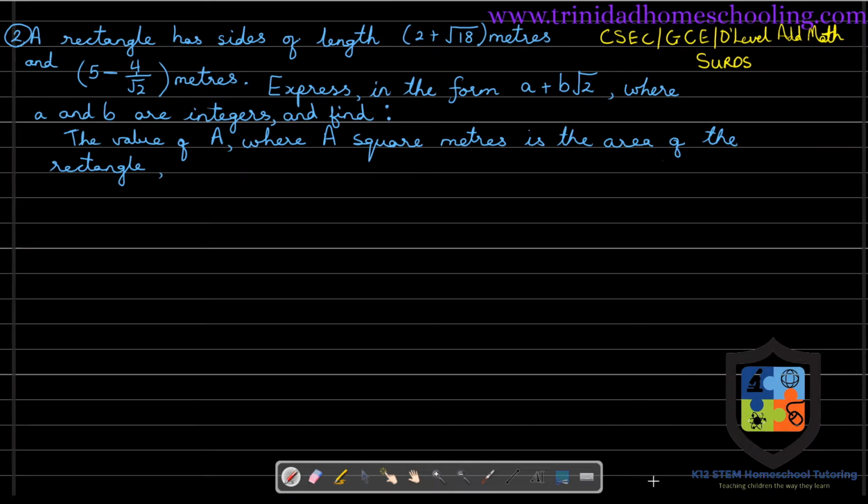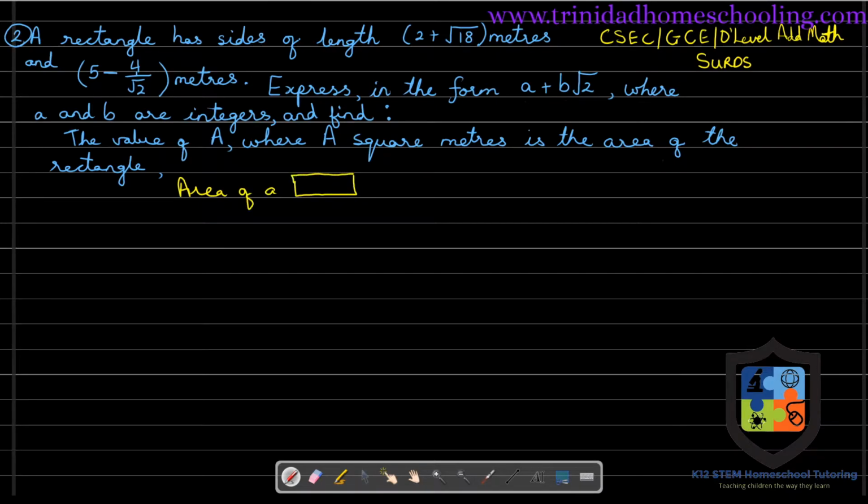So in this question, they gave us a rectangle and the lengths of two of the sides. They want you to find the area of this rectangle, and your final answer must be expressed in the form a plus b multiplied by the root of 2. Okay? So first thing is, how do we find the area of a rectangle?